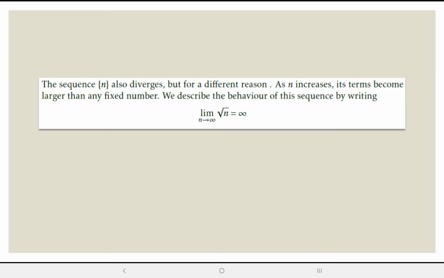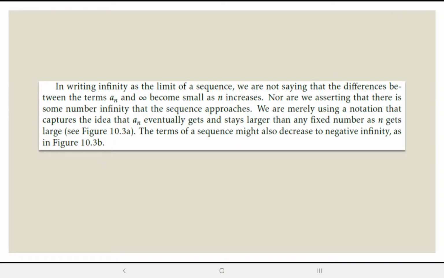Okay, so the sequence, sorry, I think this is a typo. So the sequence square root of n also diverges. Paano naman masasabi to? Because as n increases, its terms become larger than any fixed number. Okay, kasi nga si square root of n nag-approach ng infinity. So hindi tayo makakahanap ng epsilon na magko-contain sa difference ng limit at saka ng isang infinitely approaching number. Okay, that's why we say that the limit of the square root of n is equal to infinity.